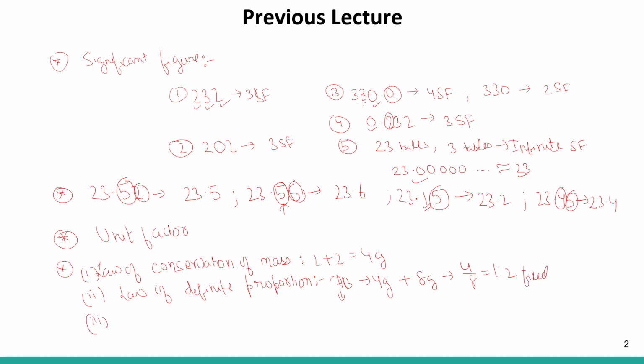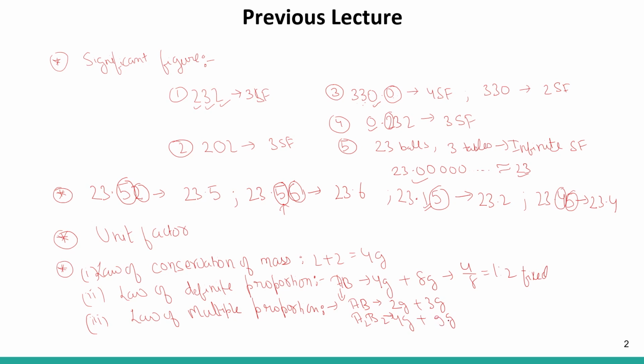The next one is the law of multiple proportion. So suppose A and B react to form AB. Now it reacts to form another compound which is A2B2. Suppose the amount of A used is 2 gram and the amount of B used is 3 gram. Now suppose the amount of A2 we are reacting is 4 gram and B2 is 9 gram.